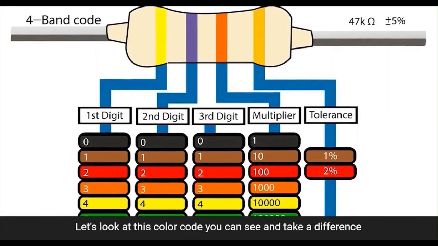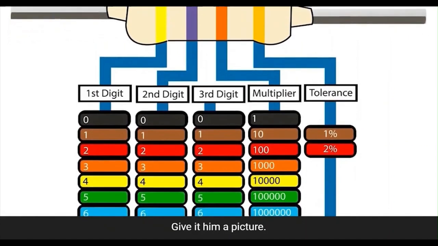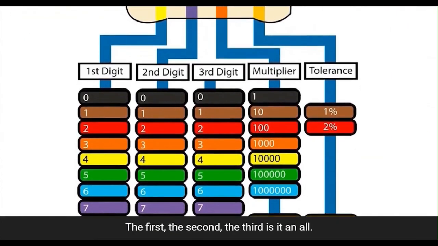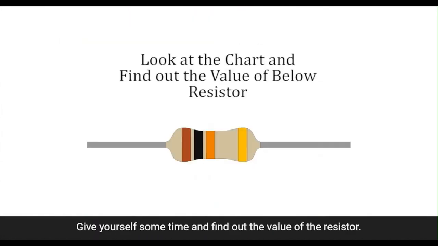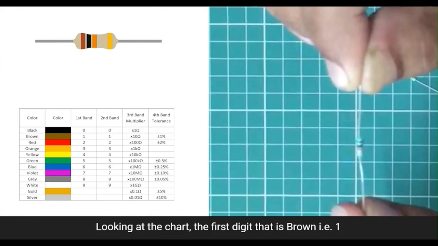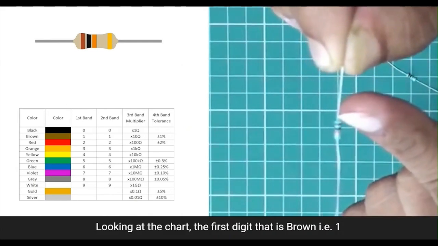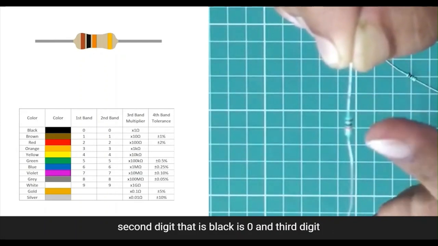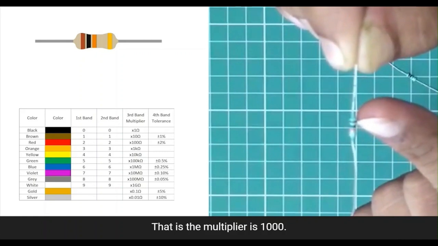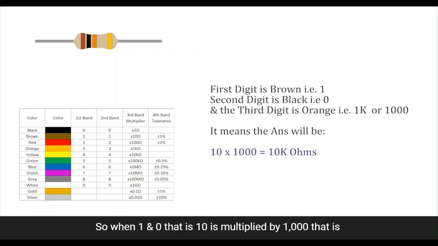Let's look at this color code. You can take a reference from this color code given in the picture. The first digit, the second digit, the third digit, and a multiplier. Let's find out the value of this resistor. Give yourself some time and find out the value of this resistor. So looking at the chart, the first digit, that is brown, is 1. The second digit, that is black, is 0, and the third digit, that is the multiplier, is 1000. So when 10 is multiplied by 1000, that is 10k. So it is a 10 kilo ohm resistor.